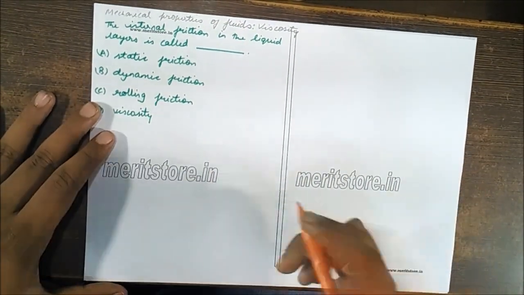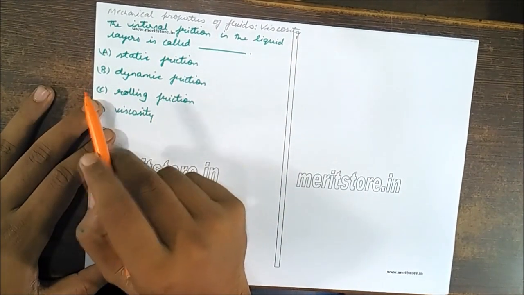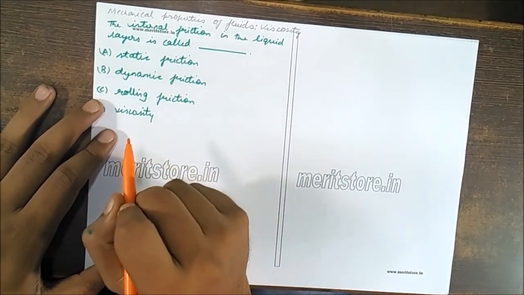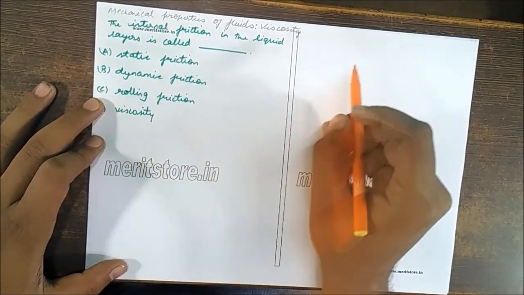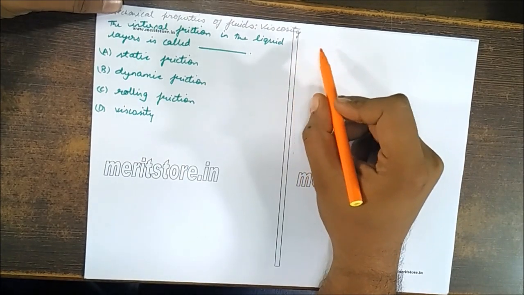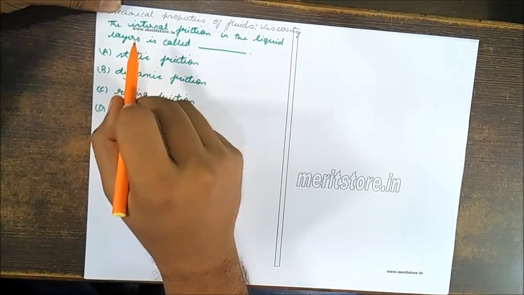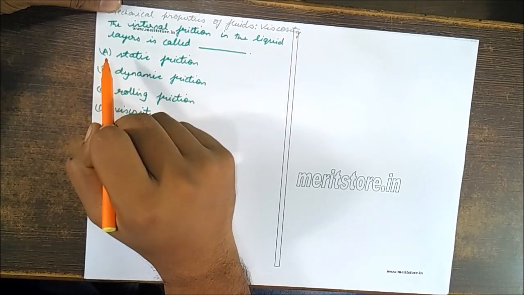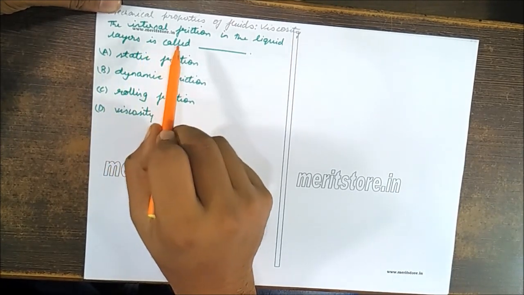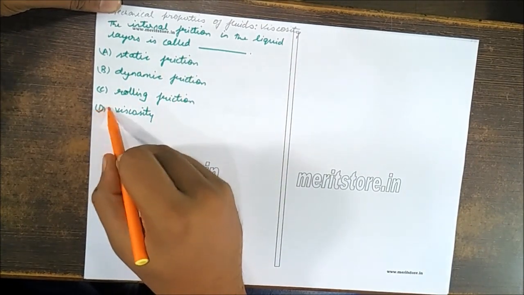Now the next topic is from standard 11th, which has been included in this session because it's a very important topic. The name is mechanical property of fluids, that is viscosity, and it is very important because it deals with fluid mechanics. The internal friction in the liquid layers is called viscosity.